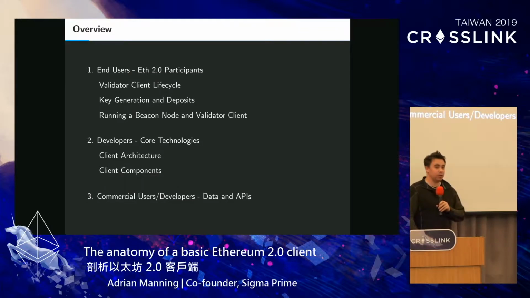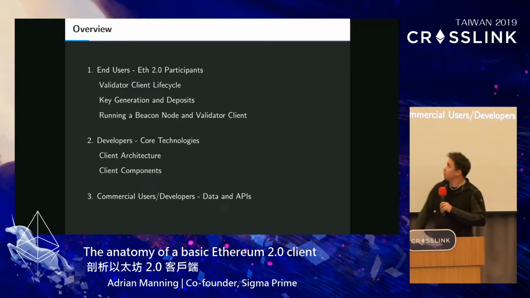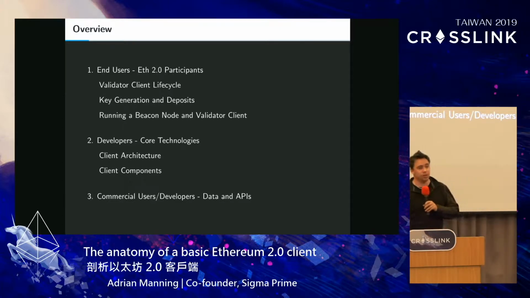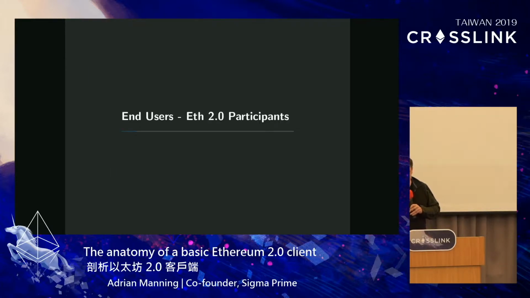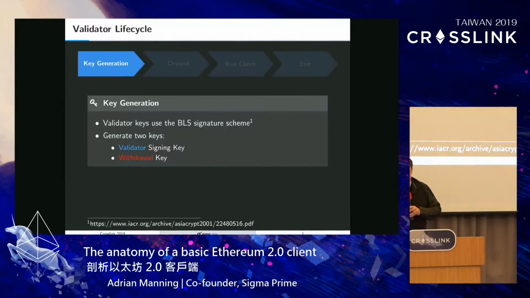The third section of the talk is going to be focused towards more commercial users, and I'll be focusing on some of the APIs that are associated with Ethereum 2.0 clients. So that is, if you're building applications on top of Ethereum 2, or if you want to, how do you actually connect to these clients? These are the APIs that do that. Okay, so let me begin with the end users.